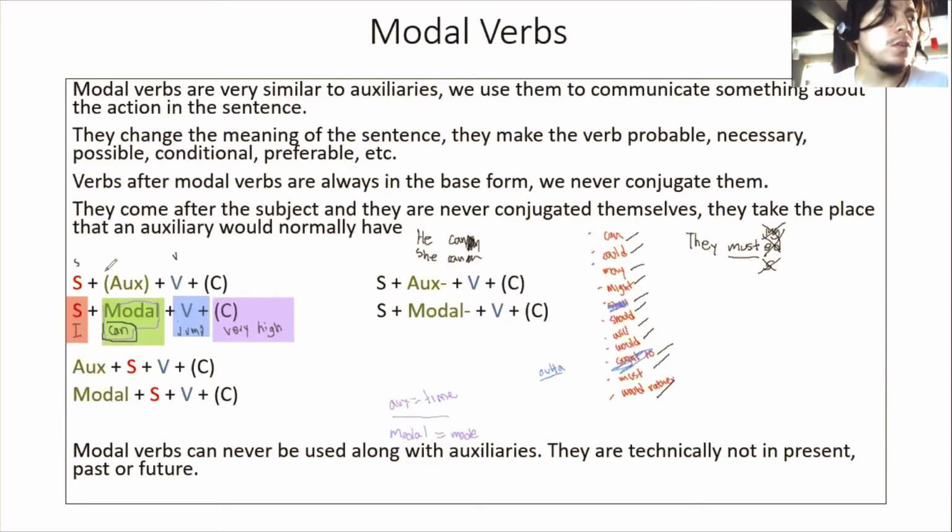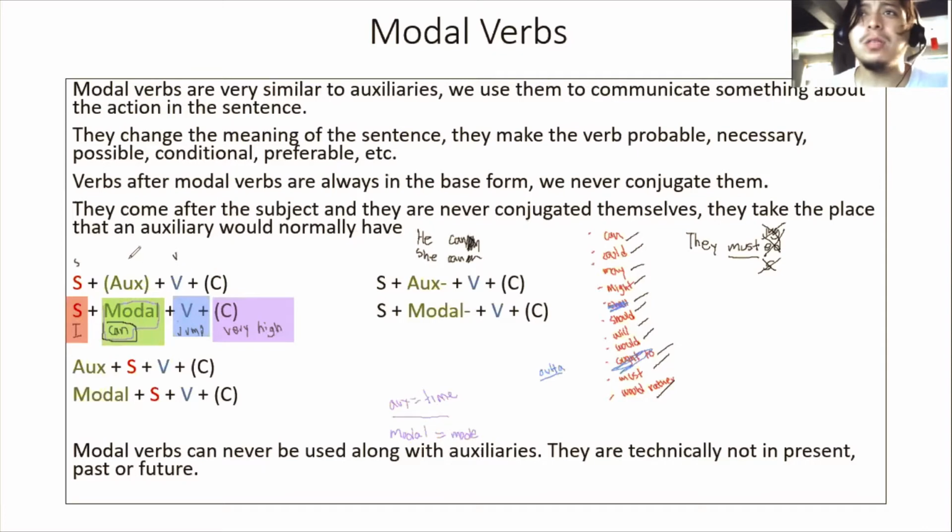So what is the other problem? Well, this is one characteristic of modal verbs. You never change them. It doesn't matter who the subject is. They always remain the way they are. Can, must, will, would. They always remain the way they are.